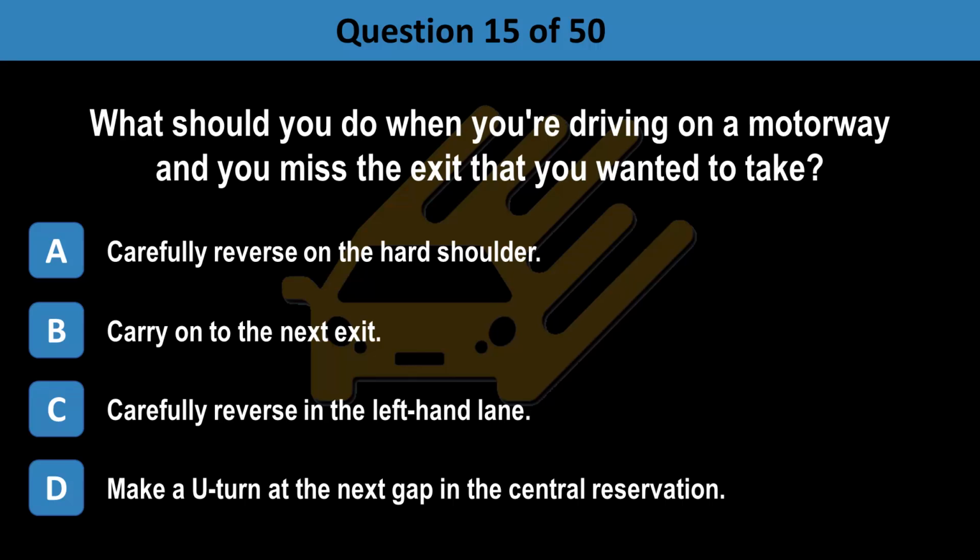What should you do when you're driving on a motorway and you miss the exit that you wanted to take? A. Carefully reverse on the hard shoulder. B. Carry on to the next exit. C. Carefully reverse in the left-hand lane. D. Make a U-turn at the next gap in the central reservation.